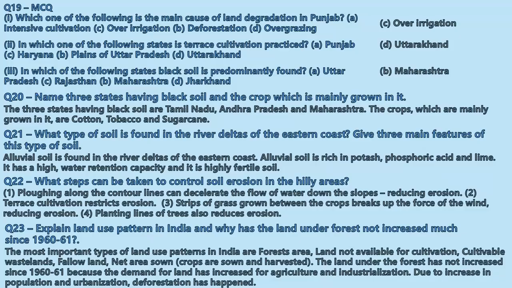Land under forest has not increased since 1960-61 because demand for land has increased for agriculture and industrialization. So as India grows, demand for land for agriculture and industrialization is growing, because of which we are doing some deforesting, and that's why the forest lands are reducing due to increase of population and urbanization. So people living in cities is growing. That's what is known as urbanization. Deforestation has happened, and because deforestation has happened, the land under forest has not increased since 60-61.